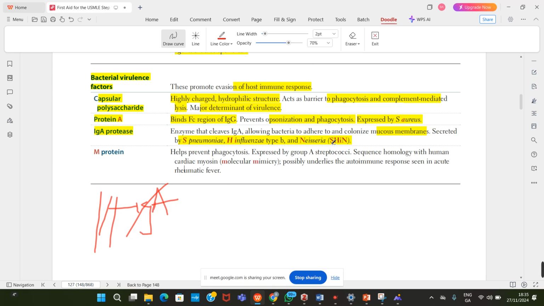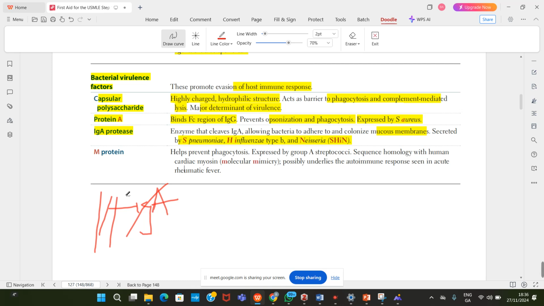Neisseria too can cause Neisseria meningitis. Even Neisseria gonorrhea. Gonorrhea infects the mucosa of the genitourinary tract. Neisseria meningitis also involves the mucosa of the airway, because you notice that Neisseria meningitis is acquired through inhalation of droplets.